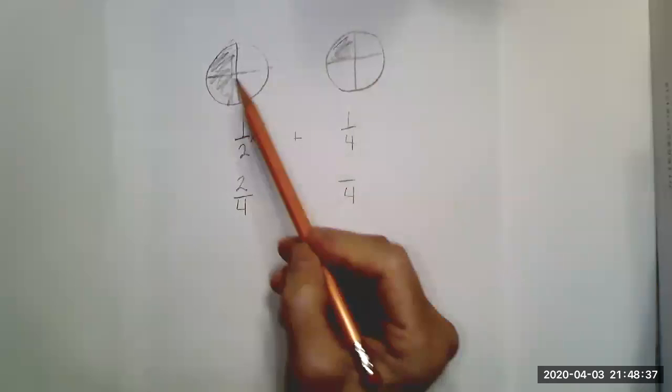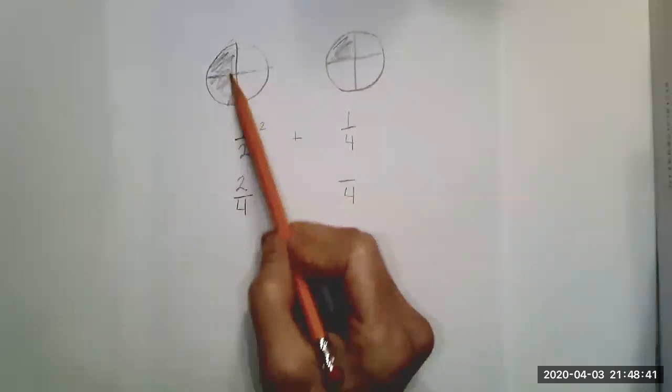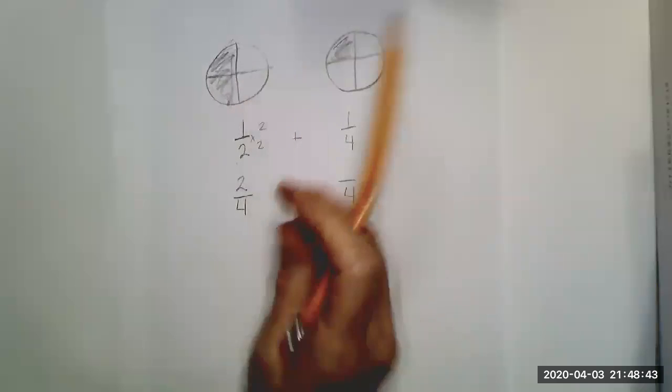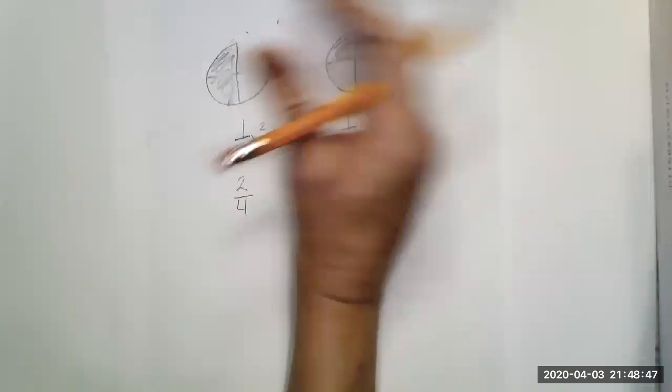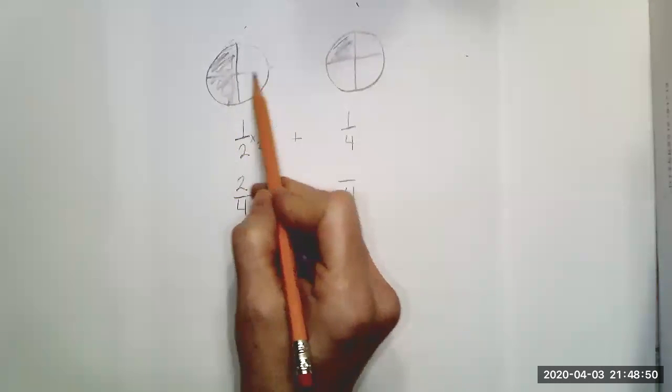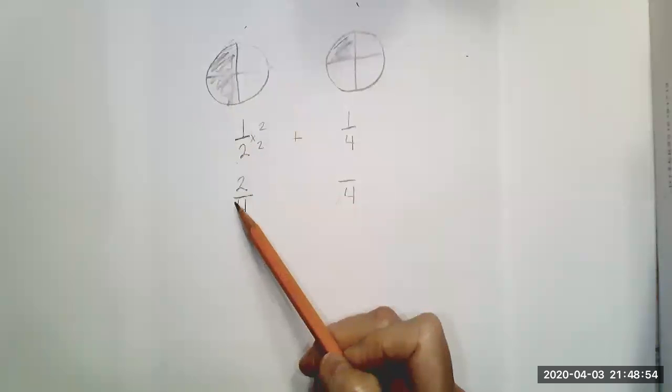So 1/2 and 2/4 have the same value, and you can see that when I redrew this picture for you. When it was just a half, it was this much of the pie, and when it was 2/4, it's this much of the pie. Just in the first situation, it's only cut in half. In the second situation, it's cut in 4, but it's the same amount. That means these are equivalent fractions.